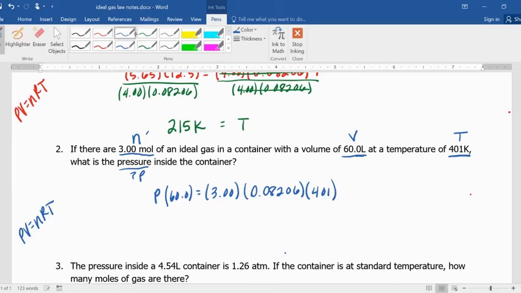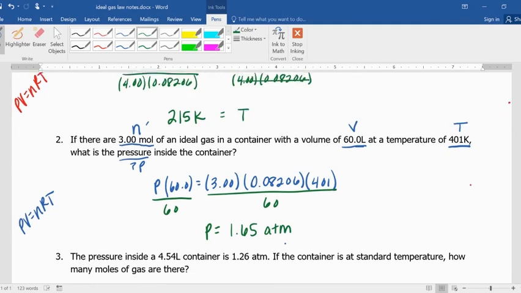And this time the algebra is even easier. We just need to divide by the volume on both sides. So it should be easier in your calculator this time. So pressure is equal to 3 times 0.08206 times 401 divided by the volume. And I'll just round this answer to 2 decimal places, so I'll call it 1.65. And remember, our unit for pressure in ideal gas law is always going to be atmospheres, or ATM.